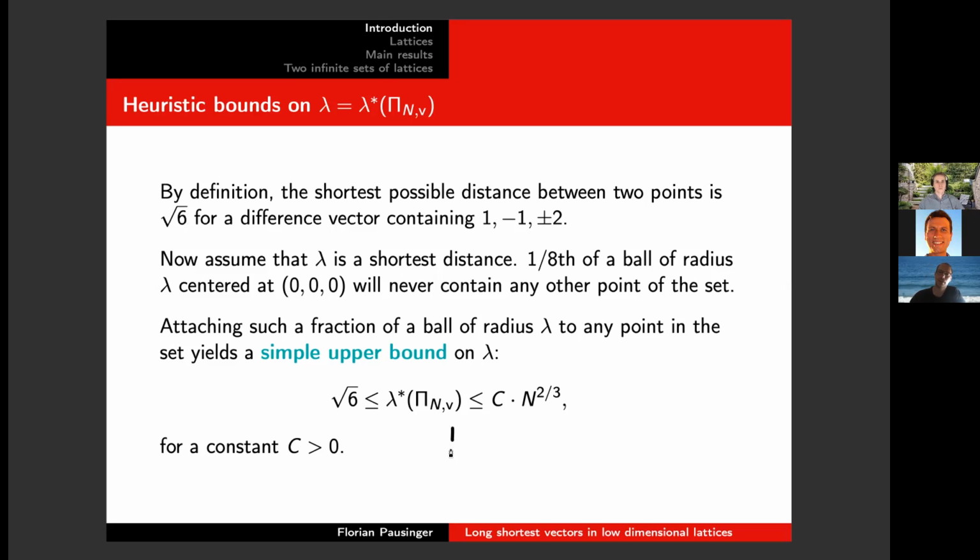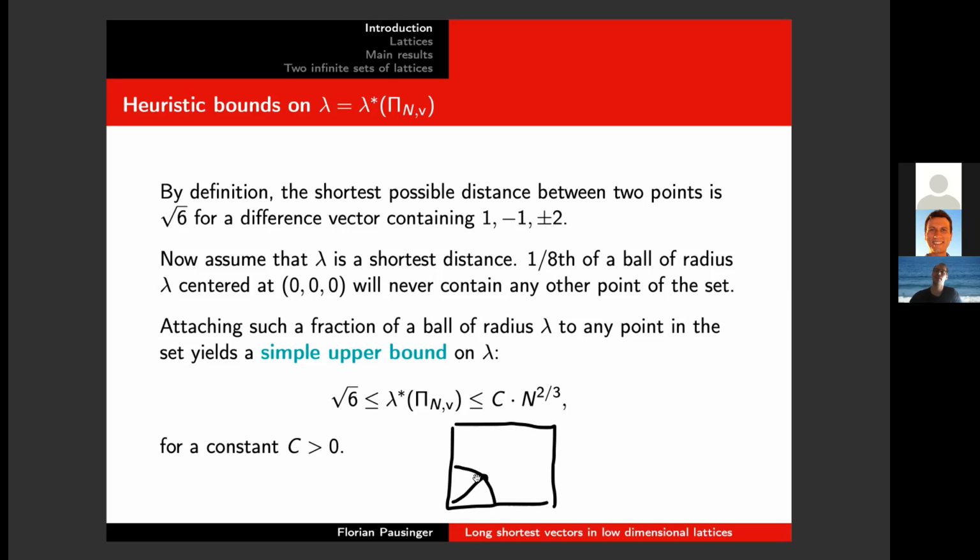And here I can just draw a two-dimensional example for you, what the argument is that gives the order of magnitude. So we can imagine that we start here in the point 0, and then we have, let's assume this is the shortest distance between 2 points. So this would be the lambda star we are interested in. Well, then it's clear that in the two-dimensional case, a quarter circle around the origin cannot contain any other point of our point set because this is the shortest distance.